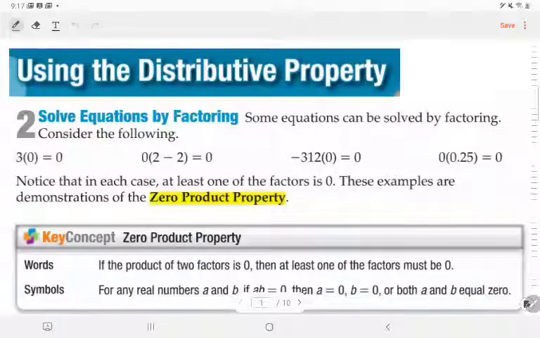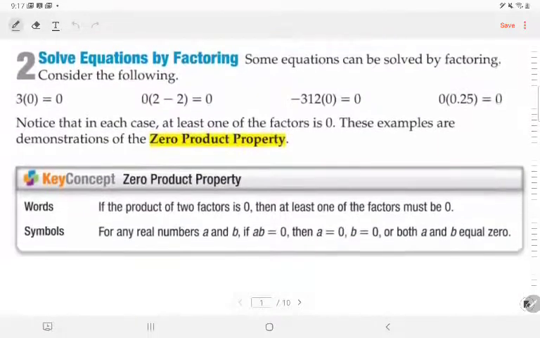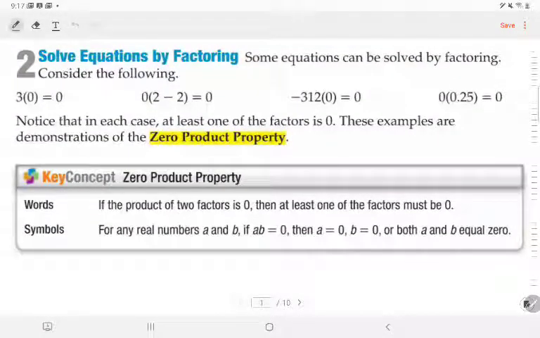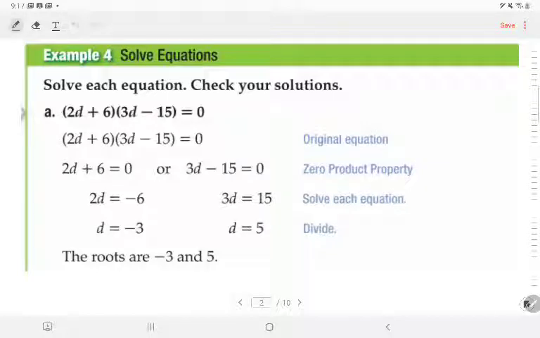So notice that in each case, at least one of the factors is 0. These examples are demonstrations of the zero product property. So if the product of two factors is 0, then at least one of the factors must be 0. So, for example, if you have real numbers a and b, if ab equals 0, then either a or b or both must equal 0. So let's take a look. Solve the equation. Check your solutions.